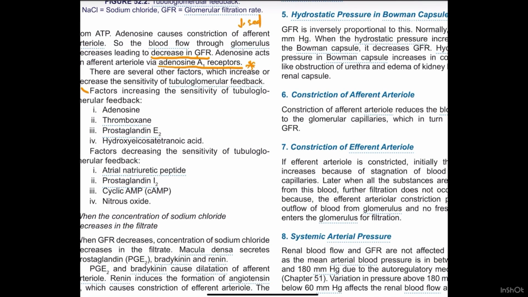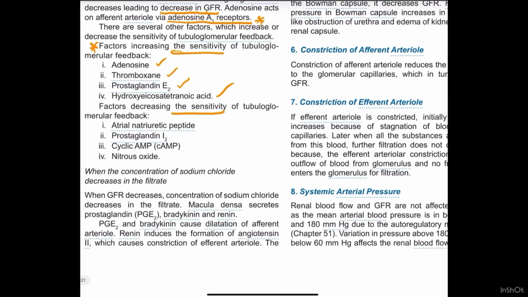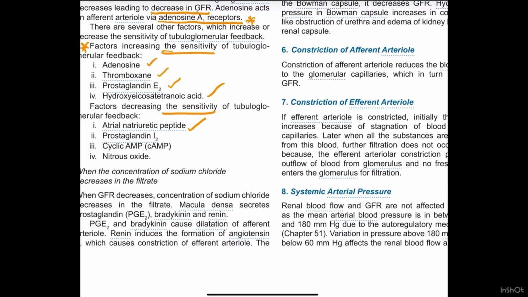Now this is a question they may ask you: which factors can increase the sensitivity of this tubuloglomerular feedback? Adenosine, thromboxane, prostaglandin E2, hydroxyeicosatetraenoic acid. Which decrease it? Atrial natriuretic peptide, prostaglandin I2 (here E2, here I2), cyclic AMP and nitric oxide. These are all those things. Hope you got it.